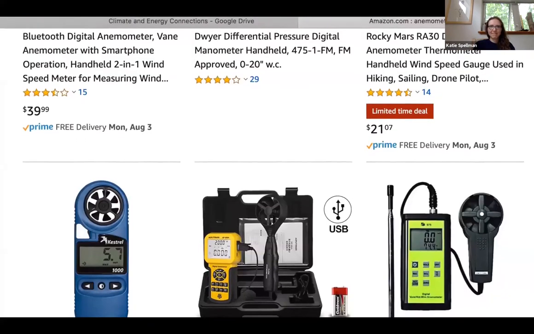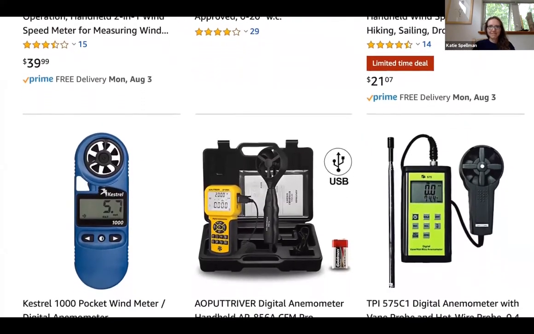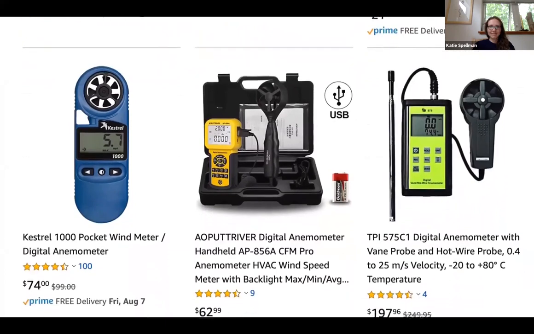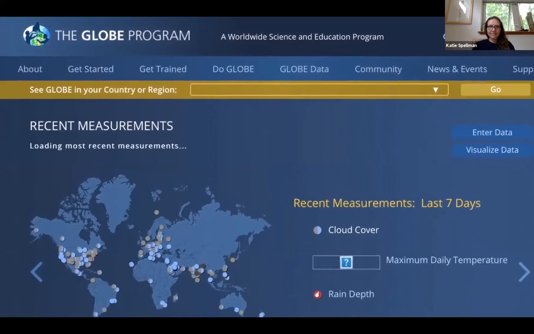So Globe, they have a protocol to assess wind direction, but they don't have one to measure wind speed. And I was just Googling anemometers on Amazon, and the price was shocking to me. Everywhere from $30 to $300 on Amazon for a device to measure wind speed. And we know that for Globe, which is in over 140 countries around the world, that could be cost prohibitive for a lot of countries, and for a lot of our own families in our country too.